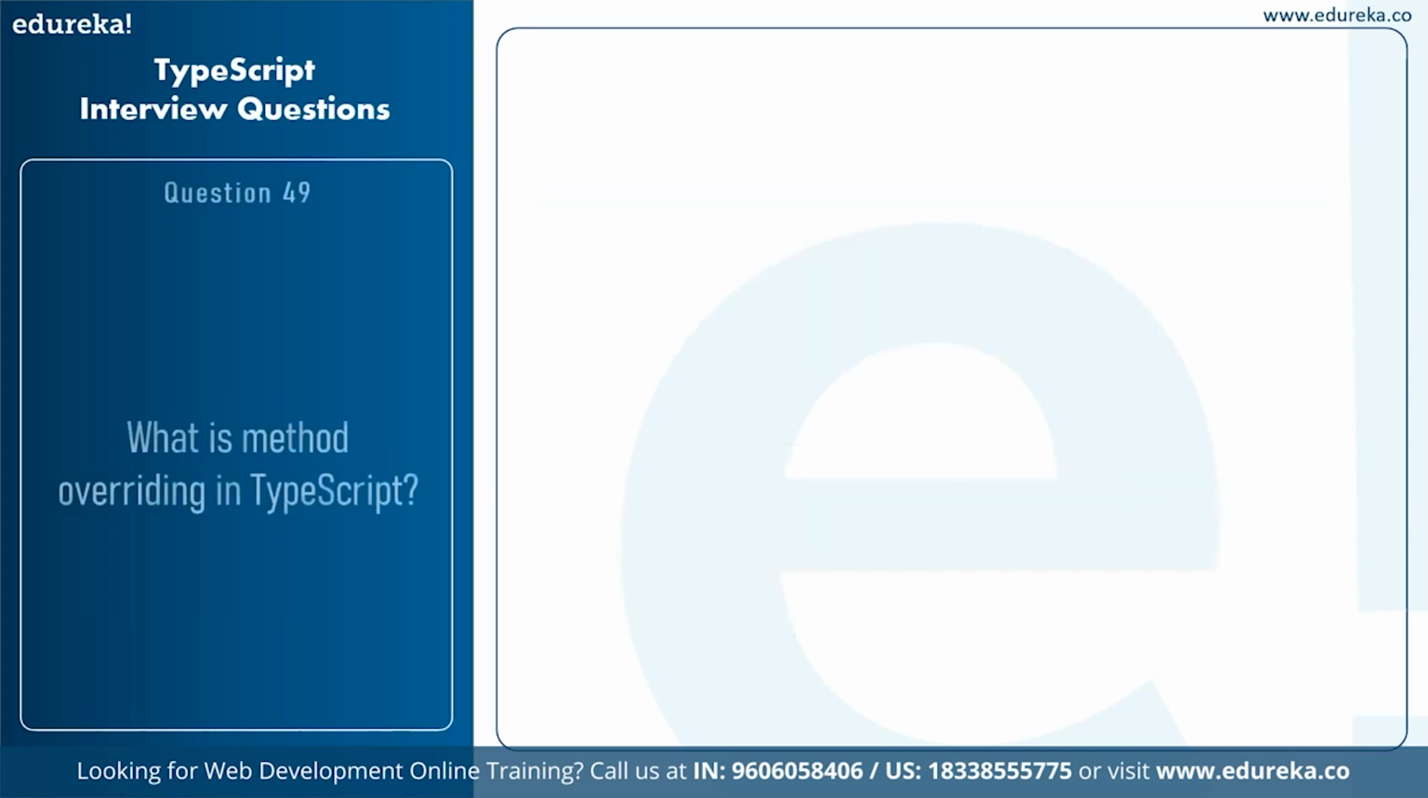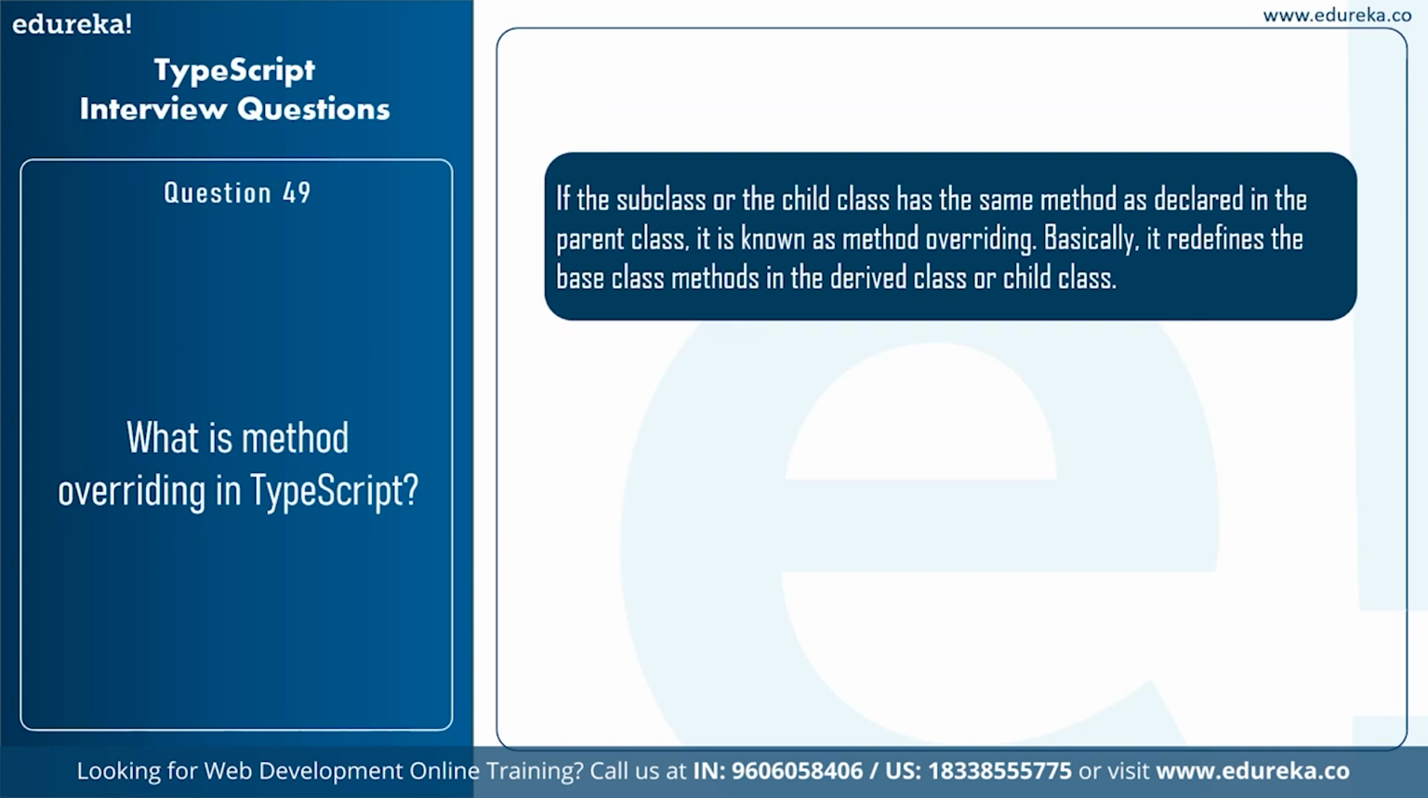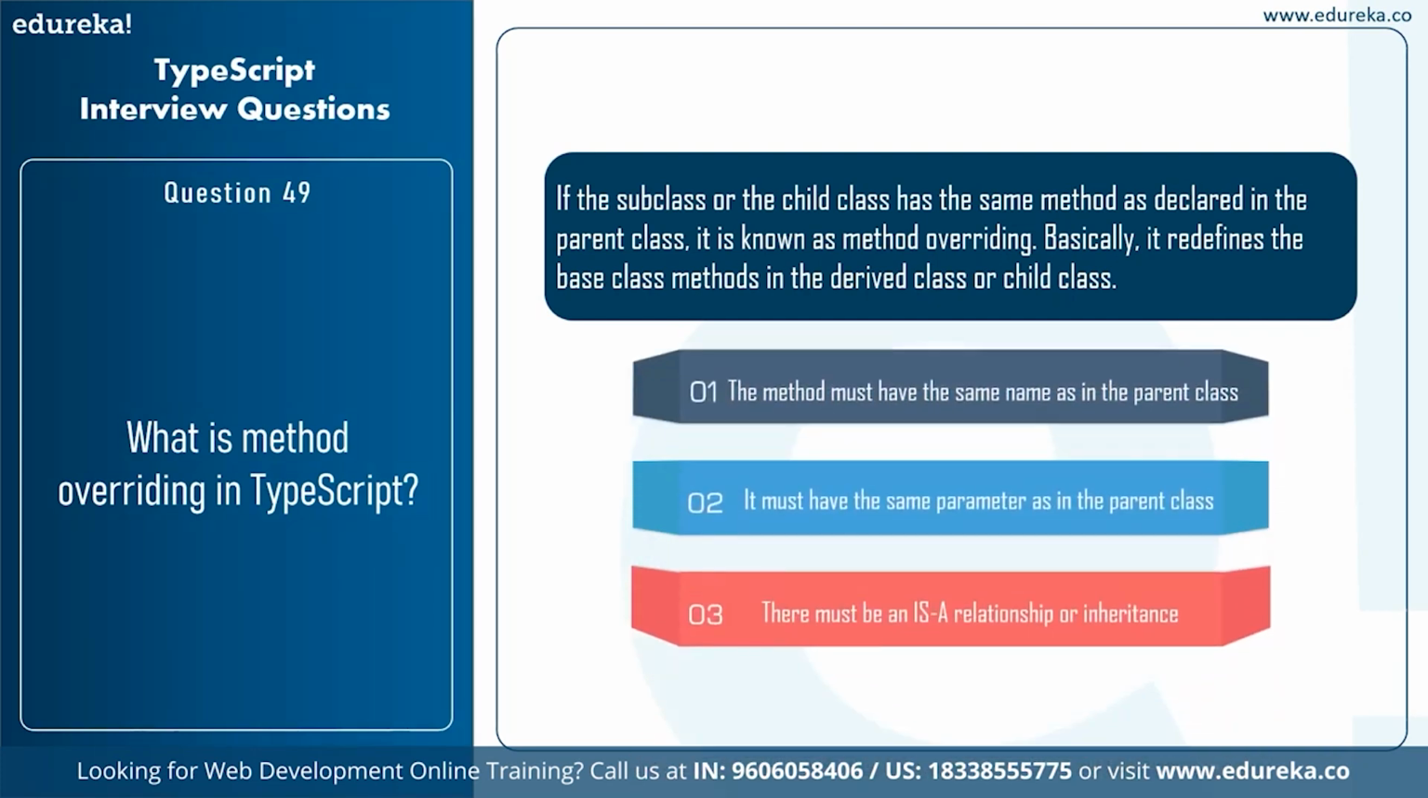Now the next question is, what is method overriding in TypeScript? If the subclass or the child class has the same method as declared in the parent class, it is known as method overriding. Basically, it redefines the base class methods in the derived class or child class. There are certain rules for method overriding as well. The method must have the same name as in the parent class. Also, it must have the same parameters as in the parent class. And finally, there must be an IS-A relationship, or inheritance at least.